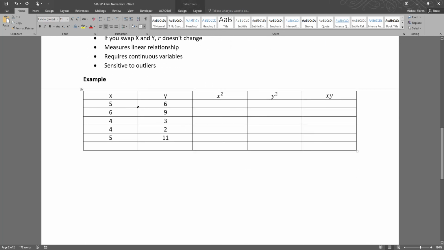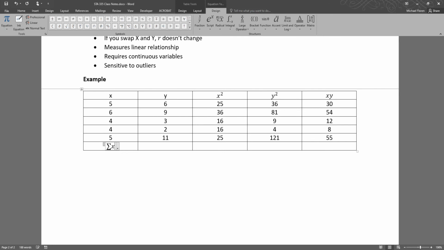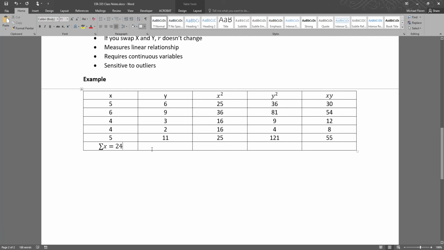I literally find these values by squaring everything in the x column. So 5 squared is 25, and so on. Go on and fill out the rest of this table on your own as you're taking notes. After the table's been completed, you can go to the bottom of the table and write the sums in each of the columns. So for this column, I'm going to add up everything that's in x. The sum of x is going to be 24 in this particular case. I'm also going to do this for the rest of the columns.